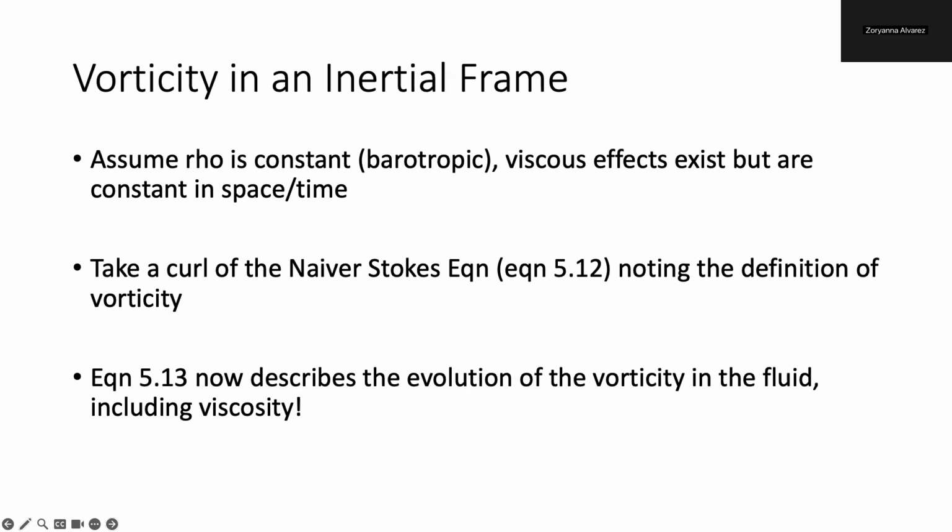Do you know what happens when you take the dot product of a cross product? I know there's one operation where the vectors cancel out and you're just left with the scalar of it. All right. I want you to do this for me. Use the definition of vorticity and let me know what you get.